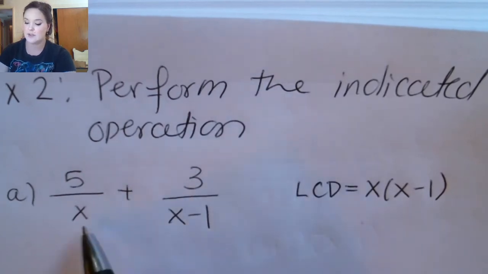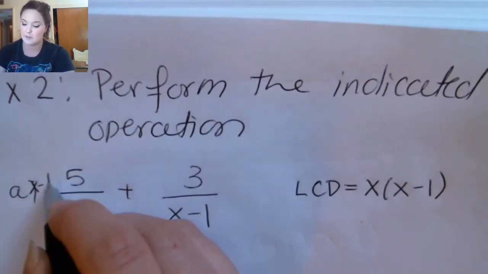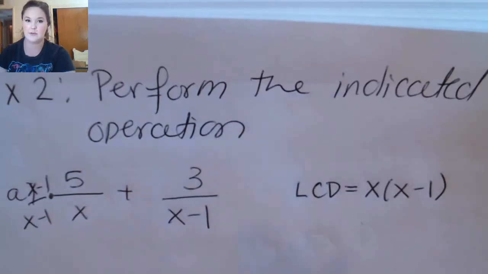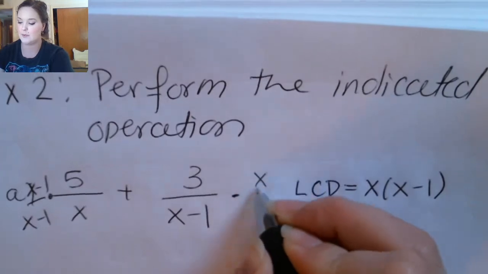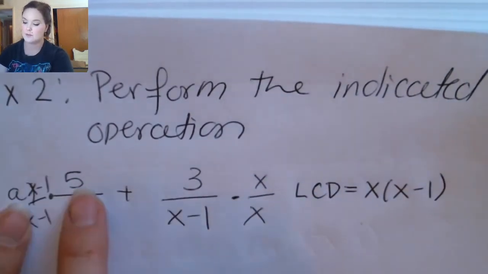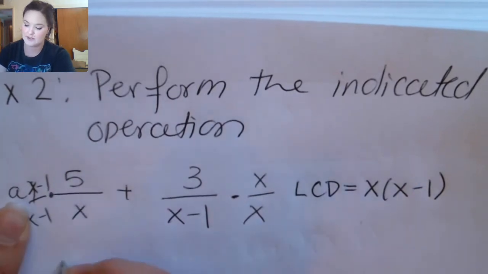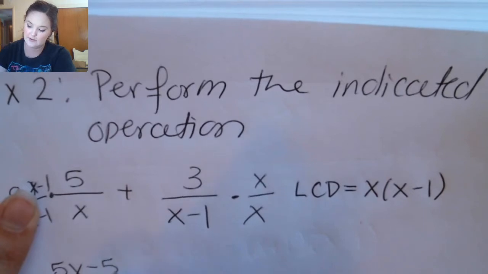Okay, so to get my LCD here, I'm missing x minus 1. So I'm going to multiply by x minus 1 over x minus 1. Okay, and here I'm missing my x, so I'm going to multiply by x over x. Okay, so let's multiply that out. So 5 times x is 5x. 5 times -1 is -5.